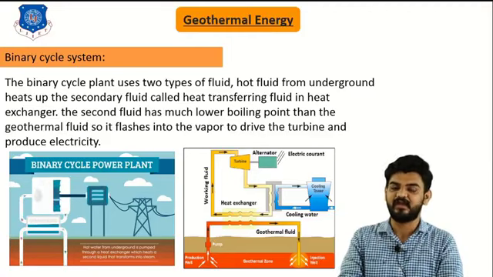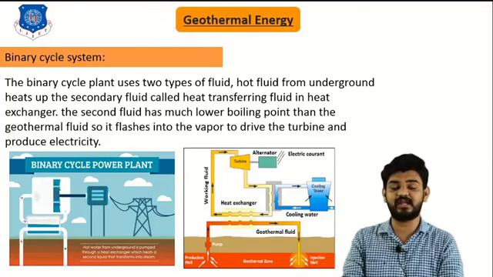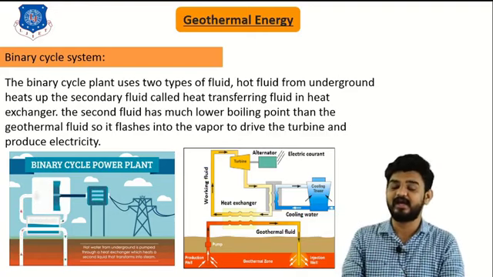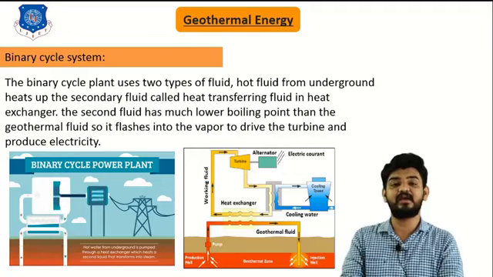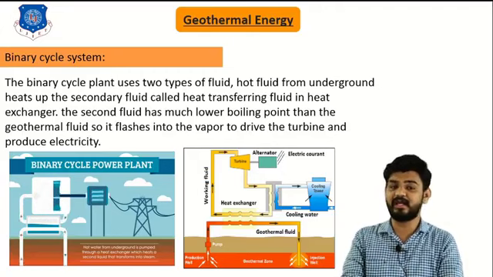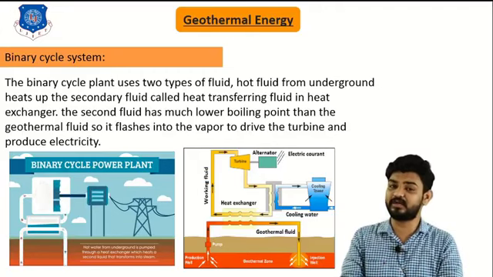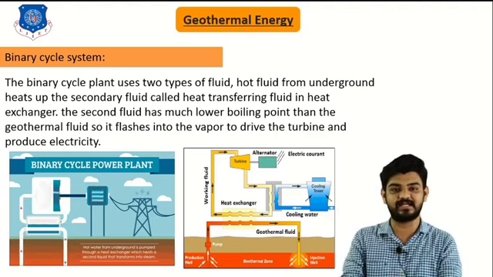Here in this animation, you can see how we extract hot geothermal fluid and send it to a heat exchanger so that it transfers its heat to the organic fluid. This organic fluid in vapor state is then sent to the turbine section, where it rotates the turbine and produces electricity.